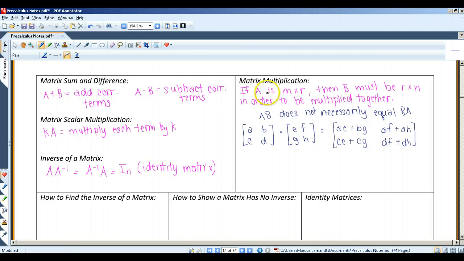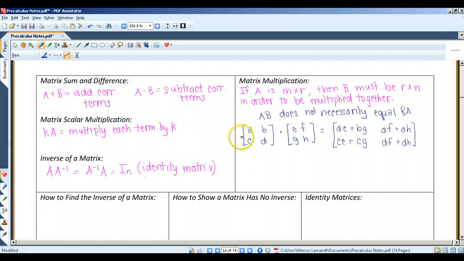Matrix multiplication is a little bit more complicated. If A is m by r, then B must be r by n. In other words, to find the product AB, the number of columns in A must equal the number of rows in B. Because of this, A times B does not necessarily equal B times A when we're talking about matrices.